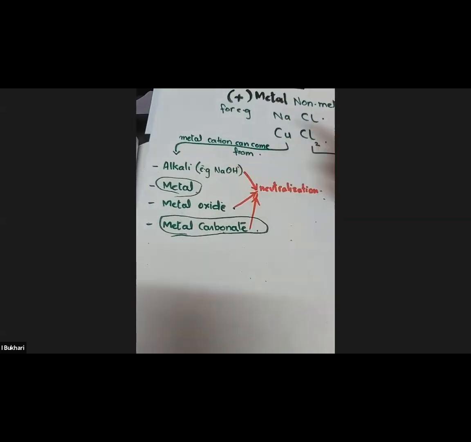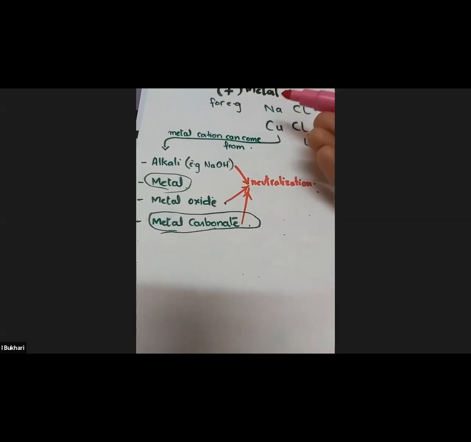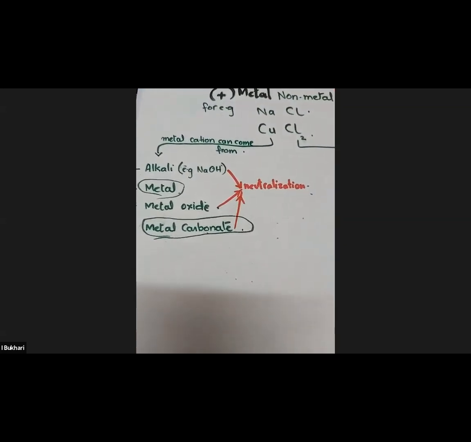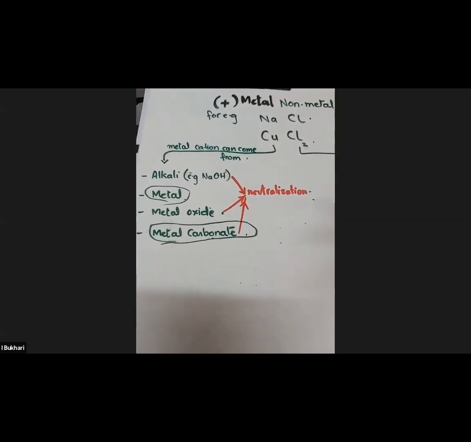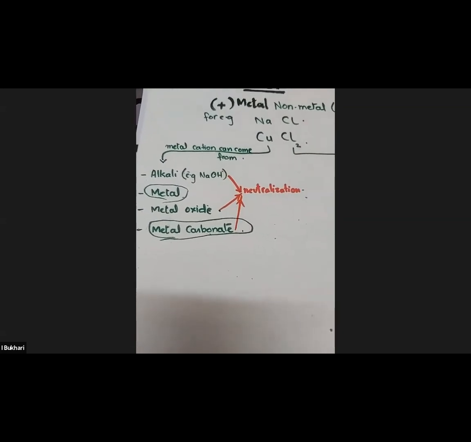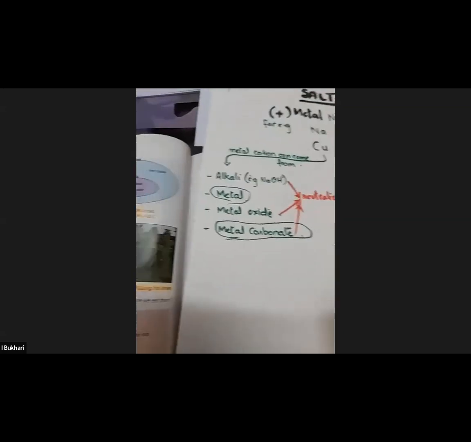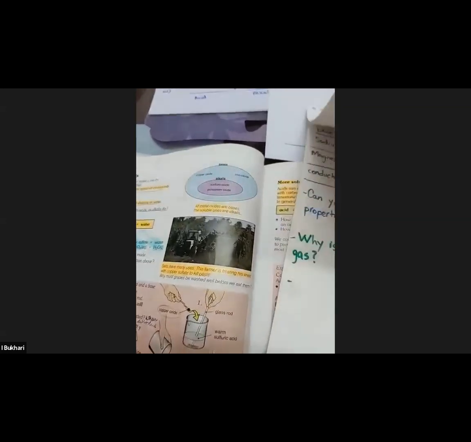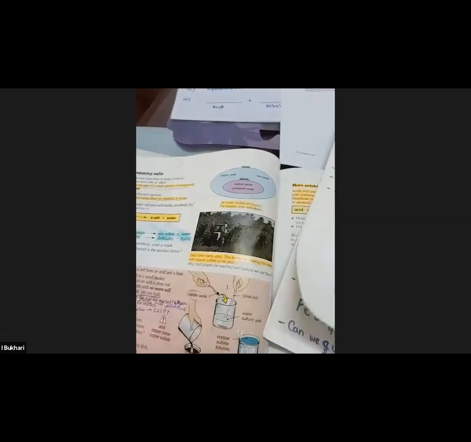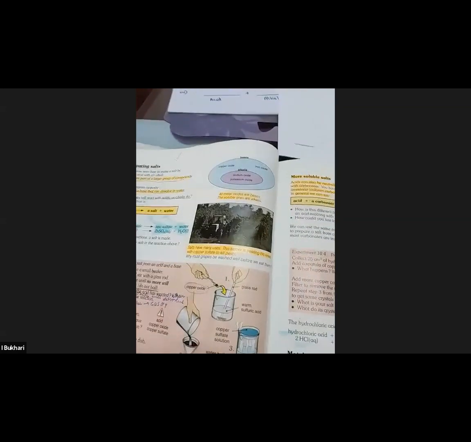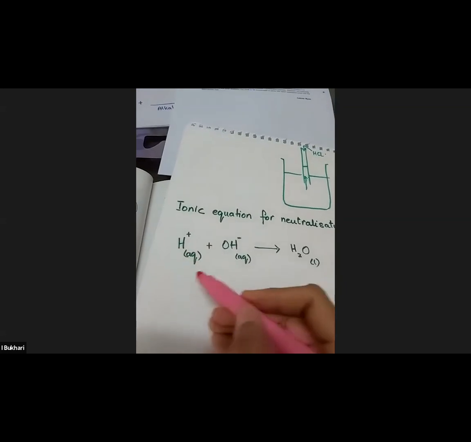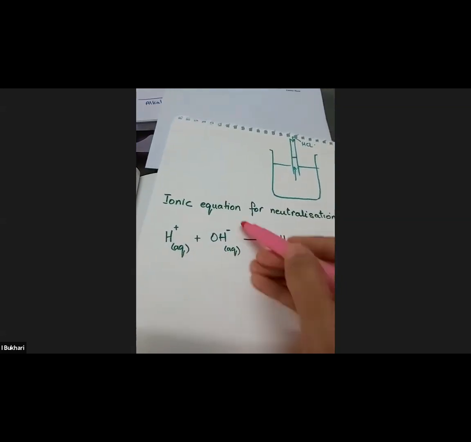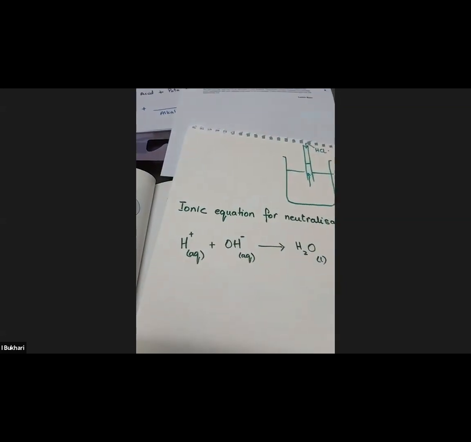So what is an acid? Acid is a substance that gives hydrogen ions when dissolved in water. And what is a base or an alkali? Base is a hydrogen ion acceptor or a proton acceptor, something that accepts the proton to give water, right? Yes, this is the ionic equation for neutralization reaction. This ion comes from the acid, this comes from the alkali or the base.